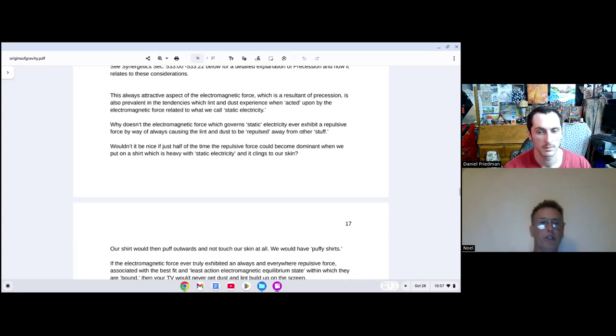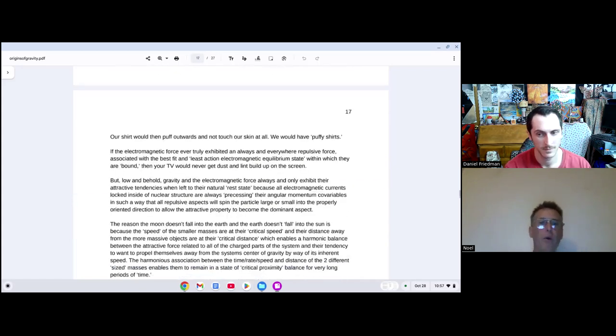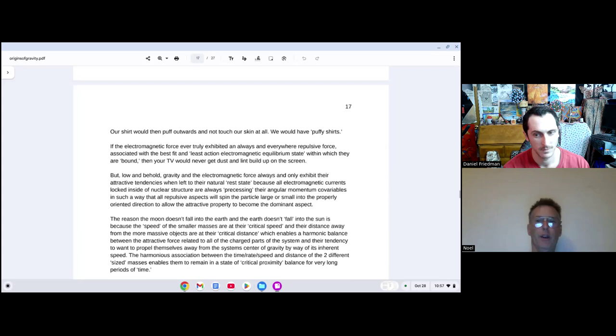Wouldn't it be nice if just half of the time the repulsive force could become dominant when we put on a shirt which is heavy with static electricity and it clings to our skin? Our shirt would then puff outwards and not touch our skin at all. We would have puffy shirts. Same thing if the electromagnetic force ever truly exhibited always and everywhere repulsive force. The TV would never get dust or lint on it.